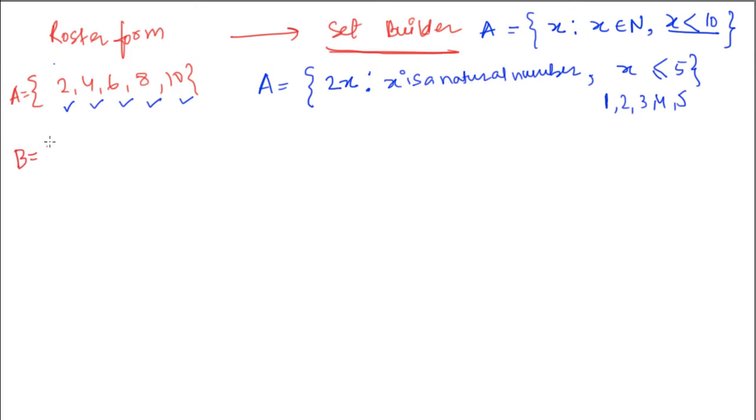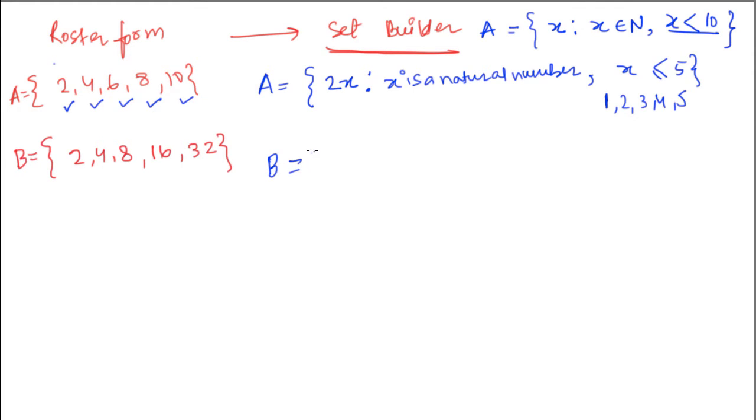Now go for the next example. Set B: 2, 4, 8, 16, 32. Observe the elements. Write down this set in set builder form. First give it a try, then continue with this. So let's write it down. How will we write?